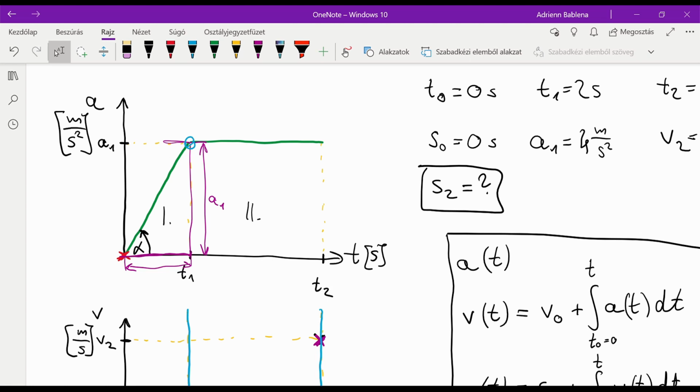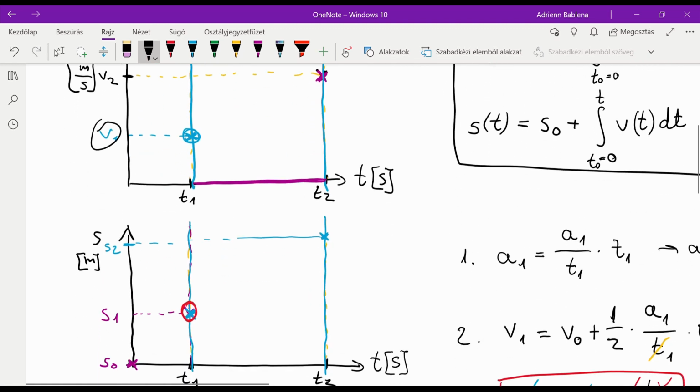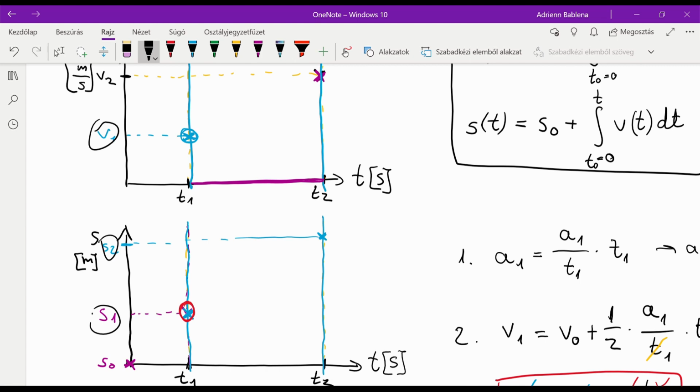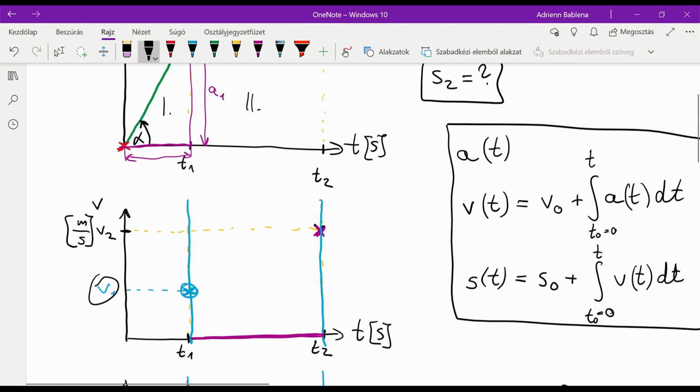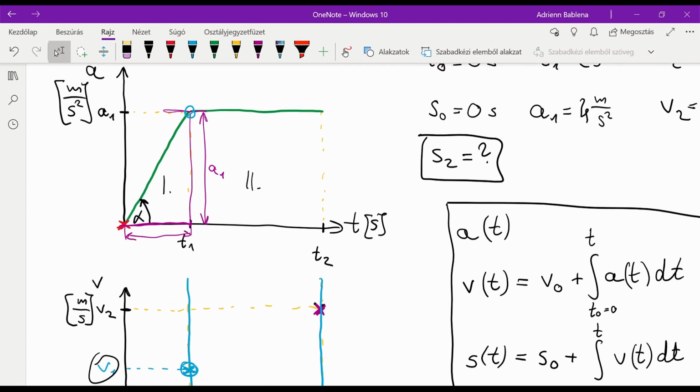From this we can calculate our key points, unknown key points, for example V1, S1, S2, and we can draw our functions. We can calculate our key points and we can draw our functions. So let's see what we can do. What is a bit easier and shorter method.